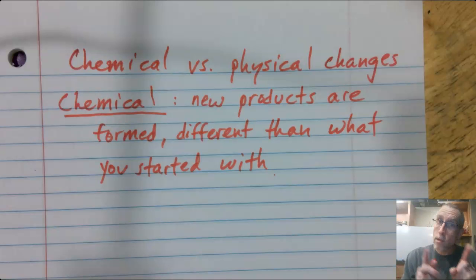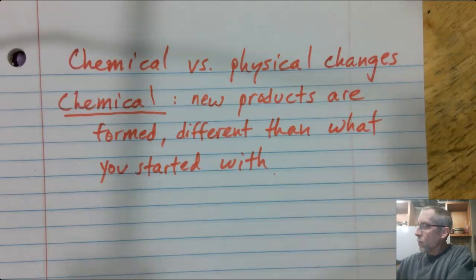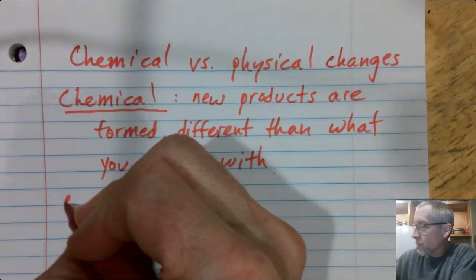Okay, totally different. Same atoms, but different ways of combining those atoms to make up different substances, right? And that's how all the different substances of the world are made. We usually start with raw materials and we do some kind of reaction and we get something different in the end, okay? So what are some examples of some chemical changes?